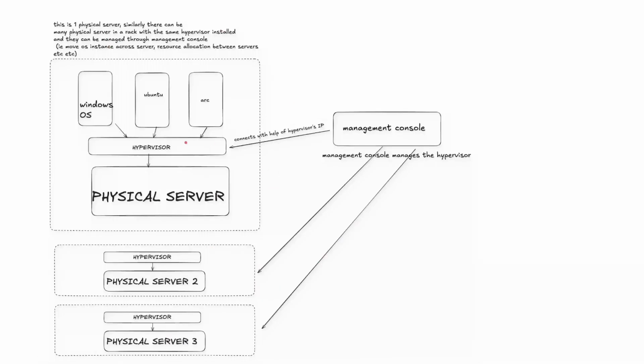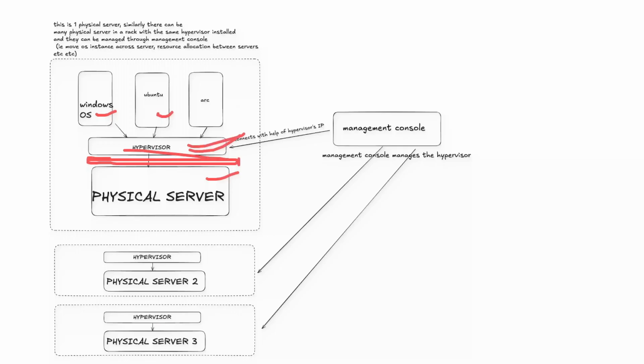So look at this diagram. There is a physical server and there is this hypervisor. You install multiple operating systems on top of the hypervisor. Since there is no operating system in between this physical server and the hypervisor, after install you need some kind of a management console to manage this hypervisor.